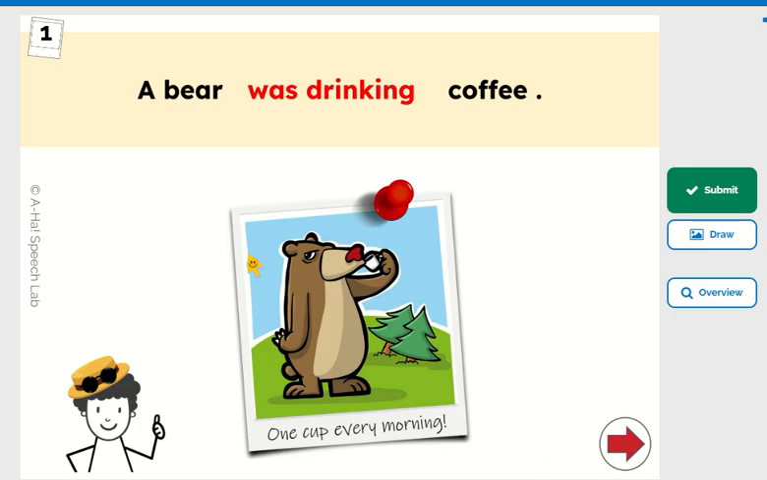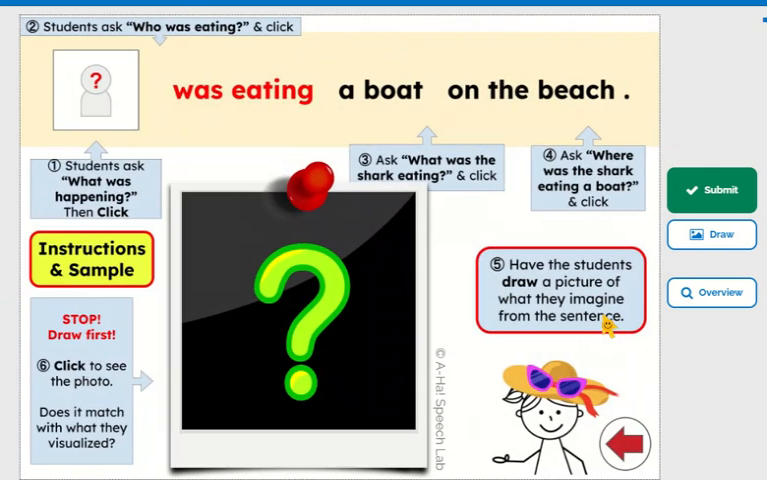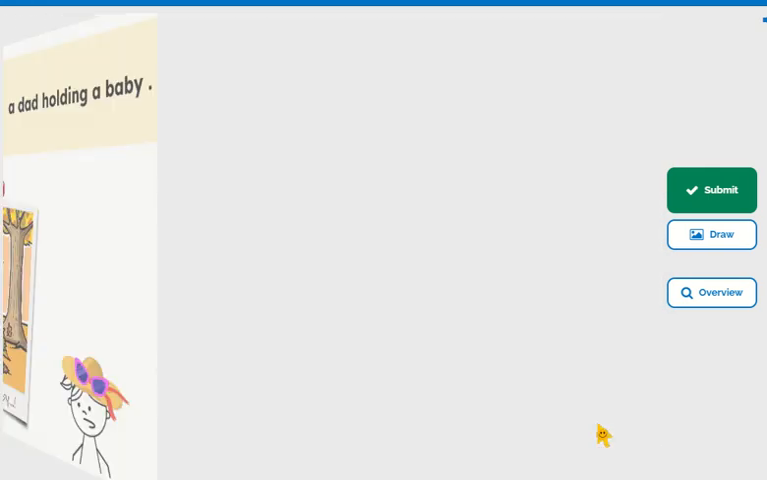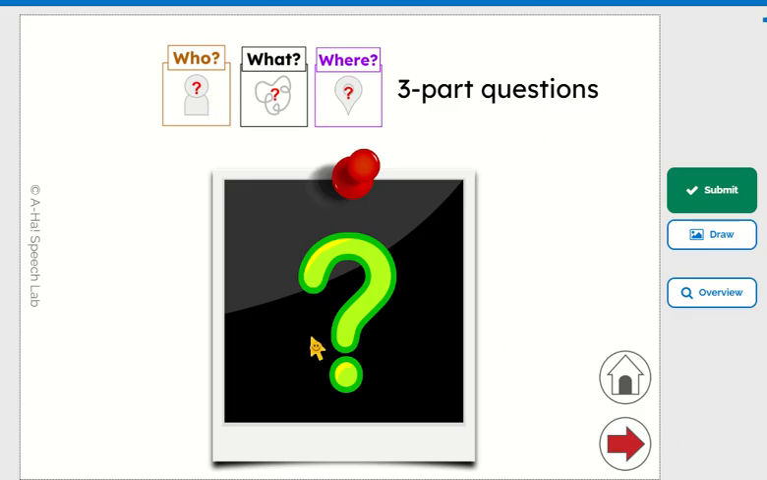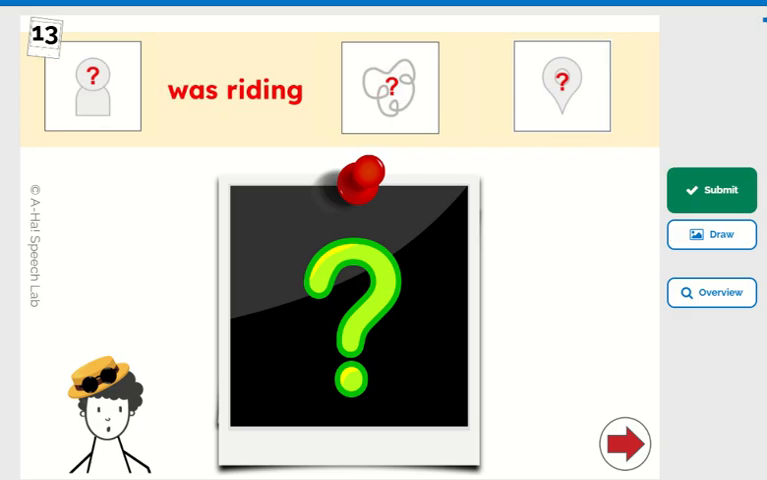One cup every morning. So this is a bear drinking coffee. And again, it doesn't have to be accurate. I let them know that whatever they drew was a picture in their head, and as long as it looked something like this, that was perfect. So that is how it goes. In the 3-part question, it has all 3 parts: who, what, where. Sometimes who, what. It's not always 3 different ones, but there are 3 boxes that they have to ask. That is how it goes.